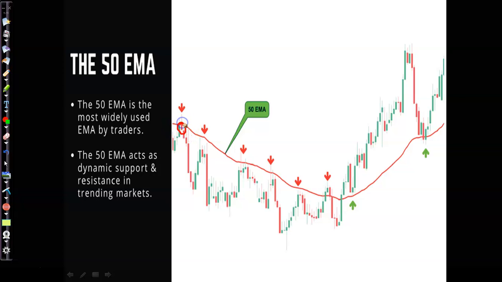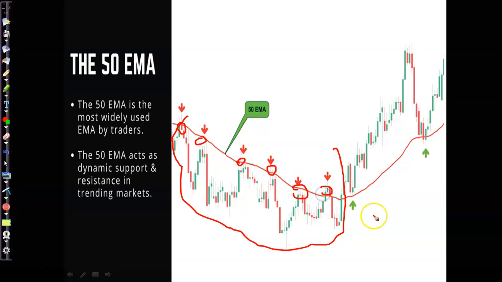Now in this area, the 50 moving average acts as a resistance. So when the 50 moving average is broken, price changes the trend. In this area the trend was running in a downtrend, and when price broke the 50 moving average, it placed an uptrend. Now the 50 moving average acts as a support.